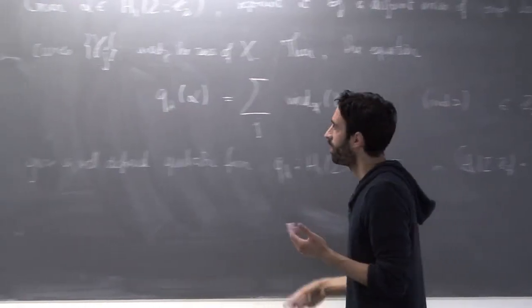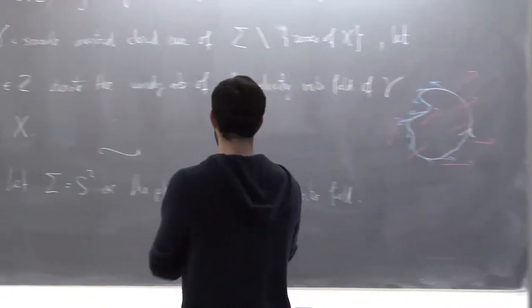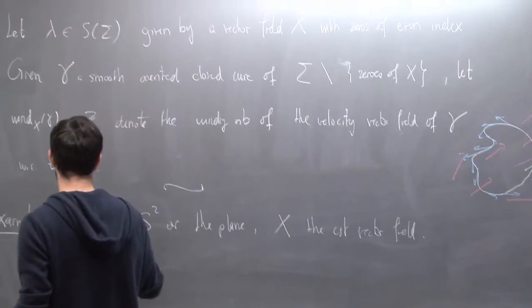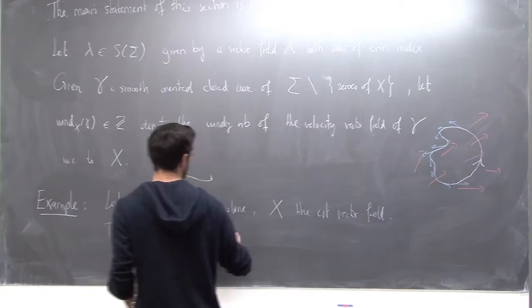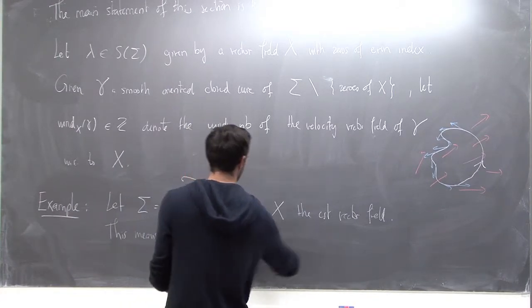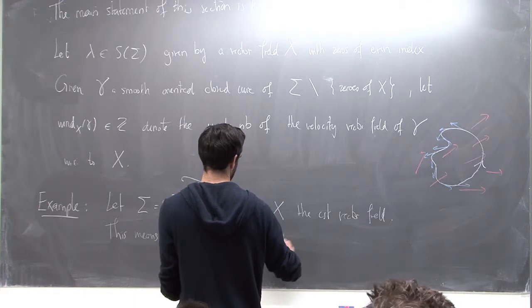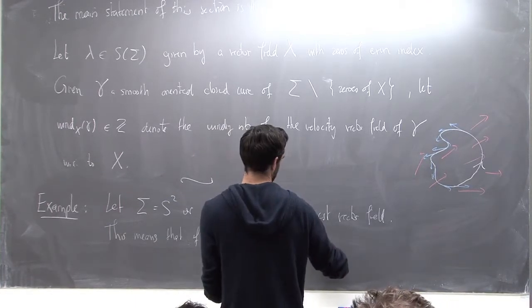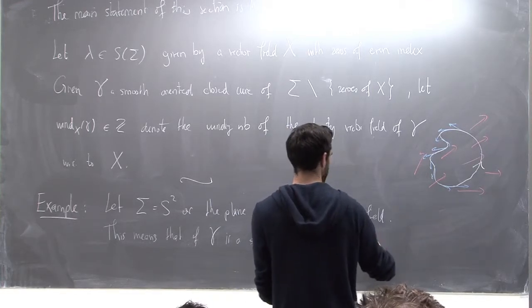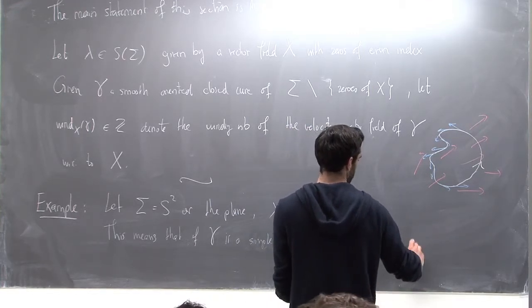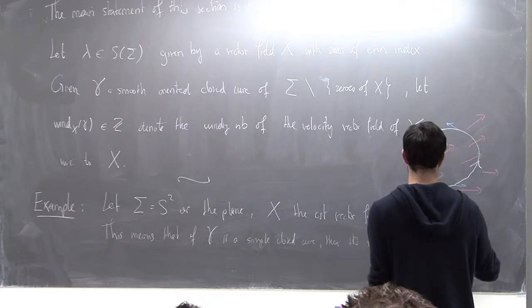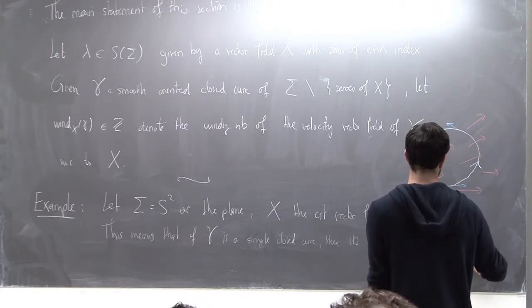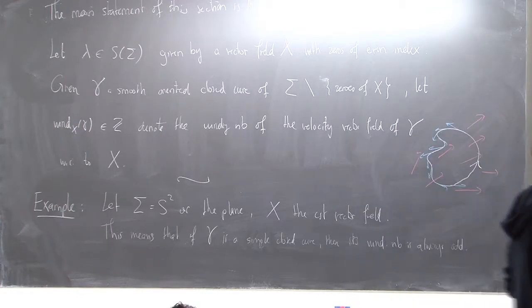But, okay. So in the plane, this means that if gamma is a simple closed curve, then its winding number, measured with respect to the constant vector field, is always odd. So you have to think of spin structure as a kind of generalization of this.